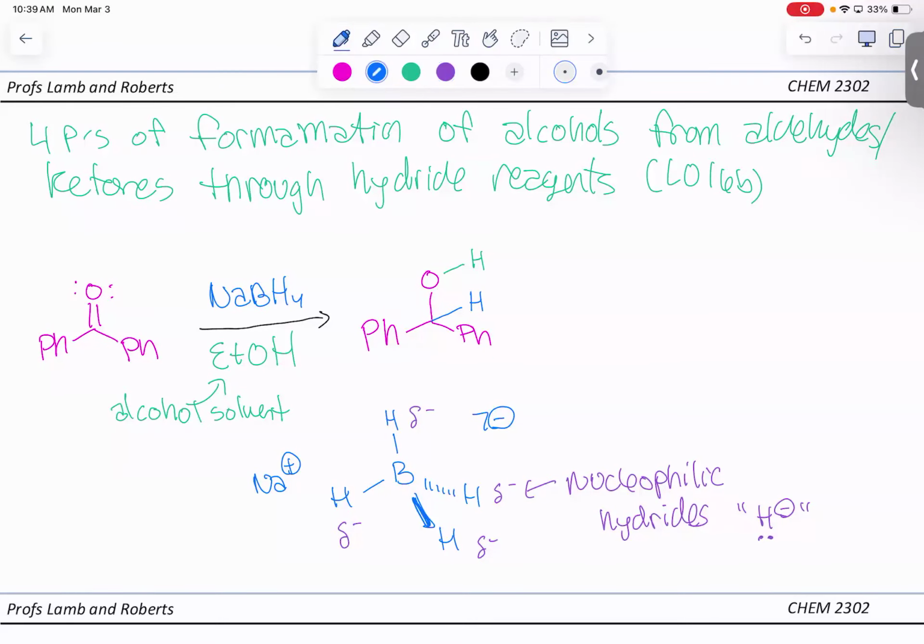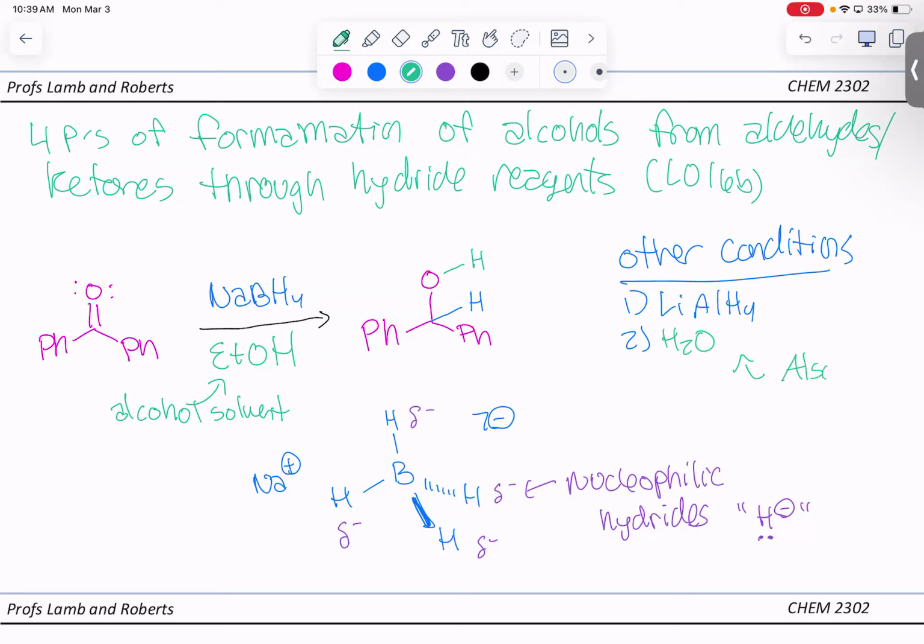You'll recall we learned lithium aluminum hydride in one step, and then we said that you could add in water in a second step. We did need to be careful because these conditions also reduce carboxylic acids. That was on the exam, right? So we do need to be very careful when we're choosing our reducing agent.